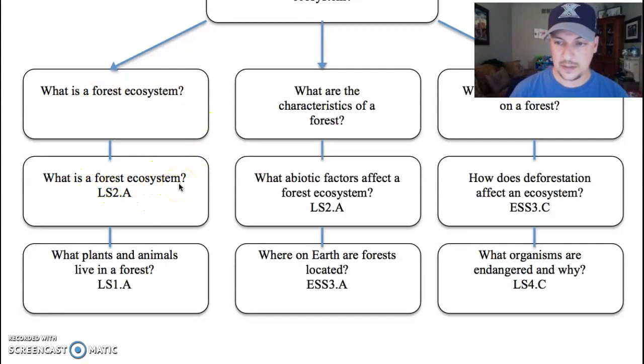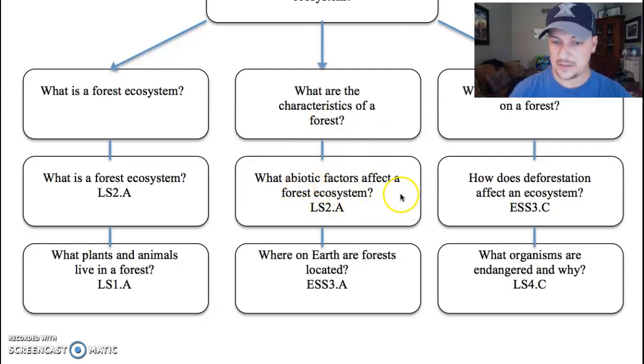Since I teach in Kentucky, we go by the Next Generation Science Standards. In this case, it's a middle school Life Science 2.A for what is a forest ecosystem. The same thing below, it's what plants and animals live in a forest. That's Life Science 1.A. Underneath, what are the characteristics of a forest?